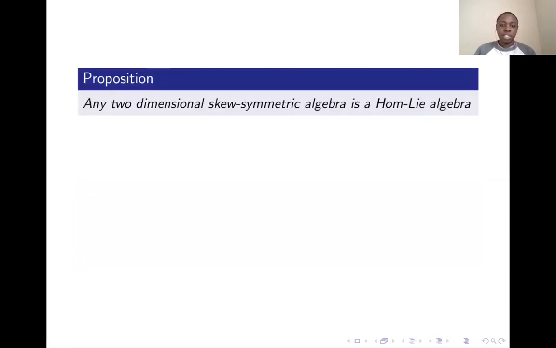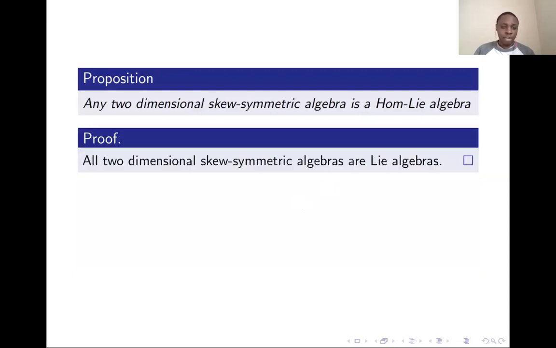So we'll start with two-dimensional skew-symmetric algebras. Actually, all two-dimensional skew-symmetric algebras are Hom-Lie algebras. First, because if you put them in the Hom-Jacobi identity, it will always hold for any alpha. And secondly, they are known to always be Lie algebras. So any two-dimensional skew-symmetric algebra is a Lie algebra, and all Lie algebras are, of course, examples of Hom-Lie algebras. So that finishes our proof.